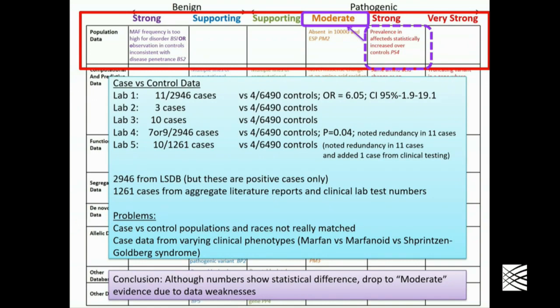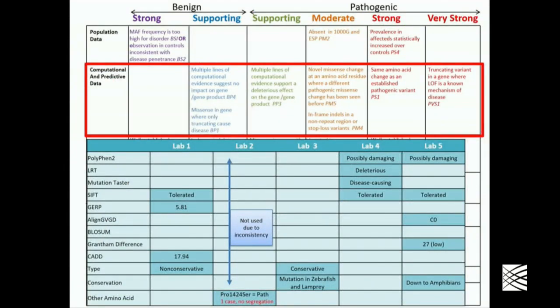But you could drop the evidence to moderate because it really has a number of weaknesses in the data. That's probably the best that I would give this data in this case. And some judgment is going to be used to make that assessment.